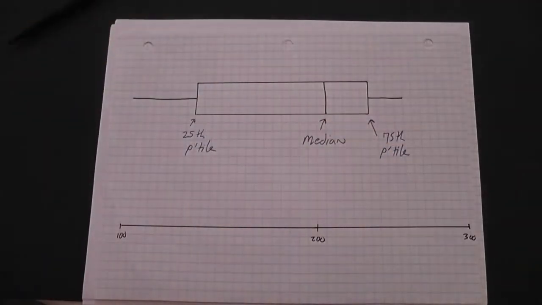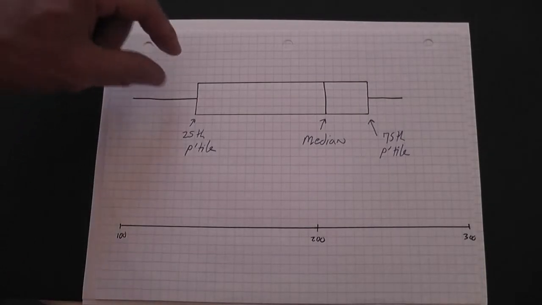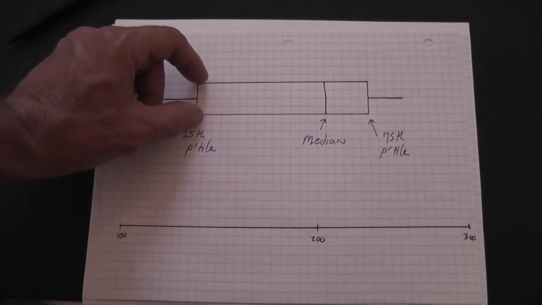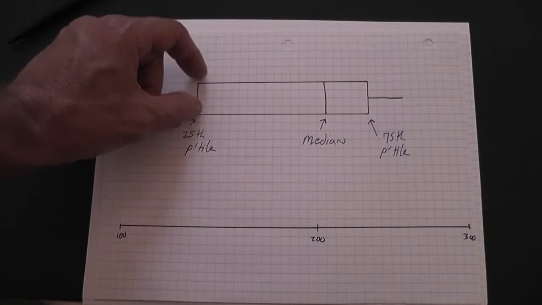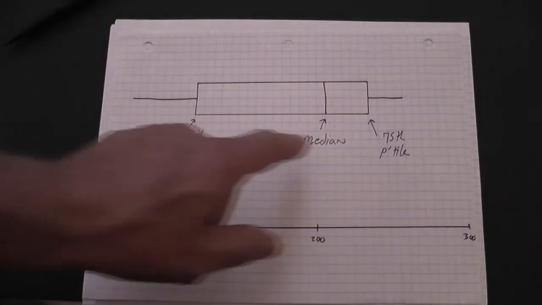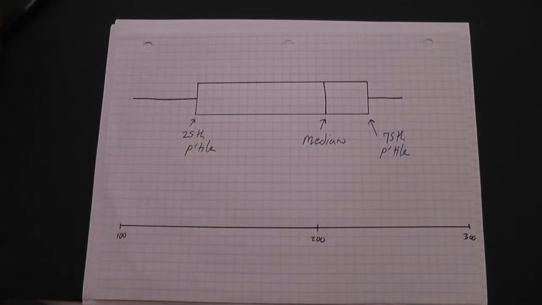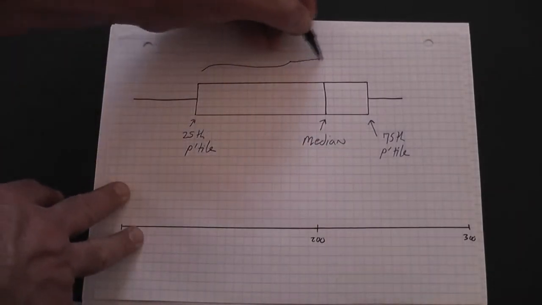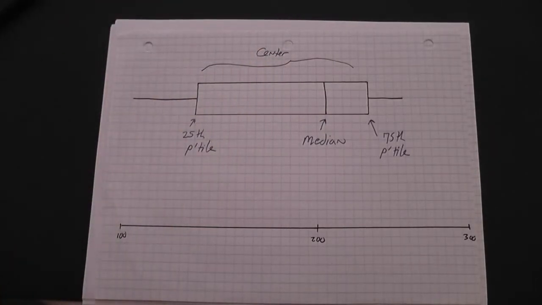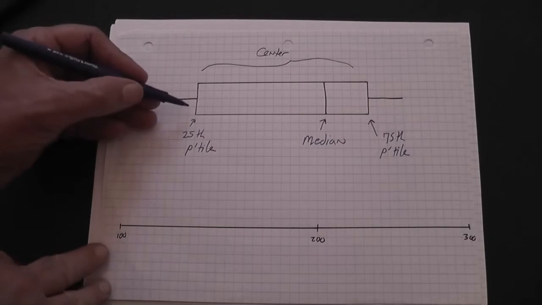Now, what's interesting about a box plot is that even though there's a length and a width, or height, the height here doesn't mean anything at all. It's simply to give some visual representation of the center of the distribution. So oftentimes this part right here is thought of as the center region of the distribution.